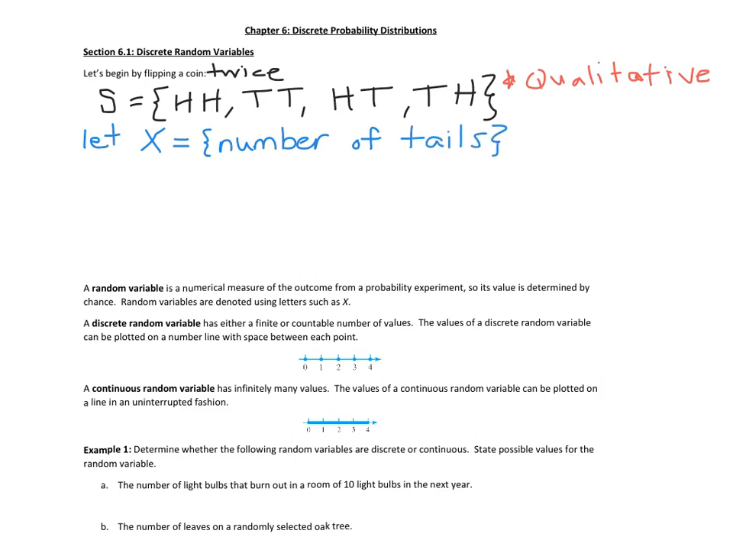All right, so in this case, if we go through our outcomes, this one had 0 tails, this one had 2, that one had 1 tail, that one had 1 tail. So our options, our sample space for this capital X would be 0, 1, and 2. All right, and so when we do this, now we've turned this qualitative variable into a quantitative variable.